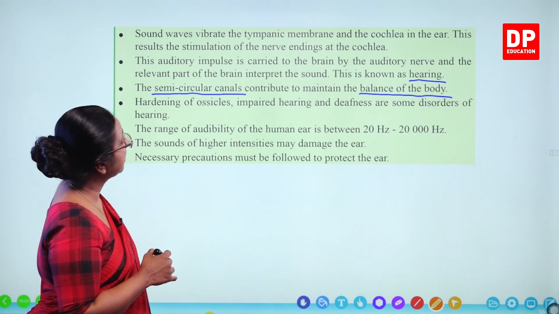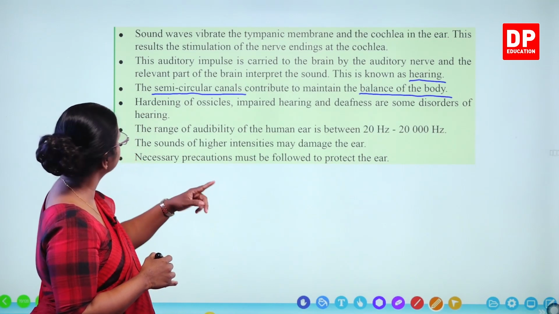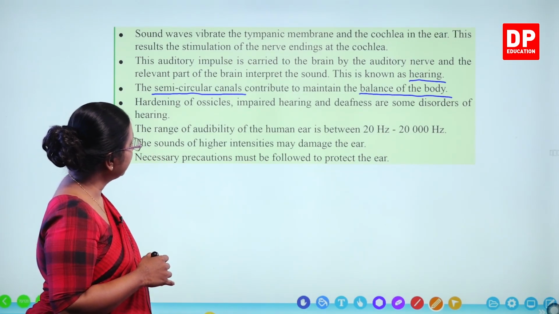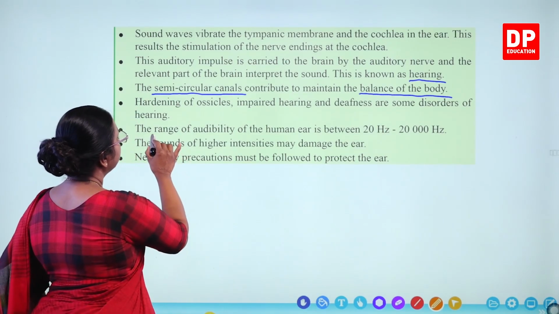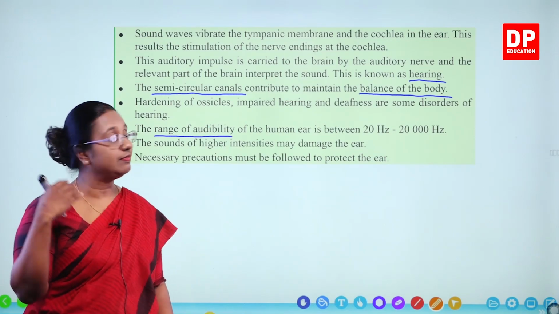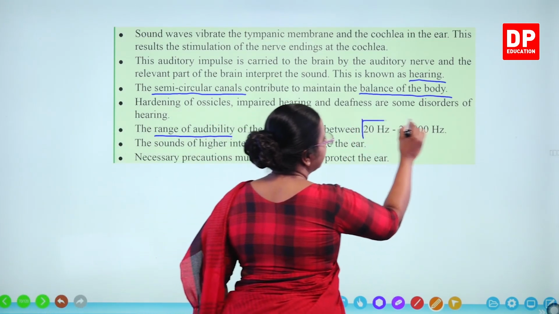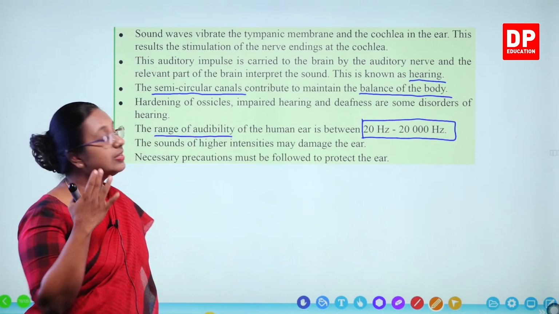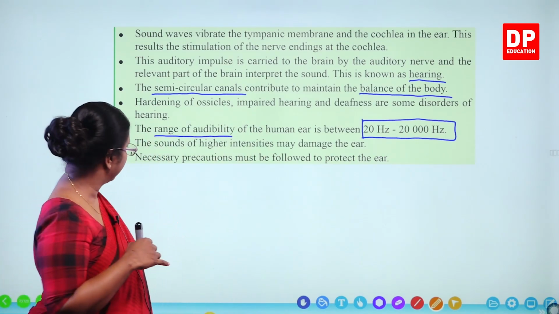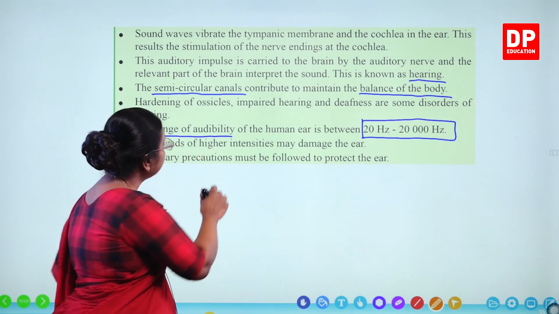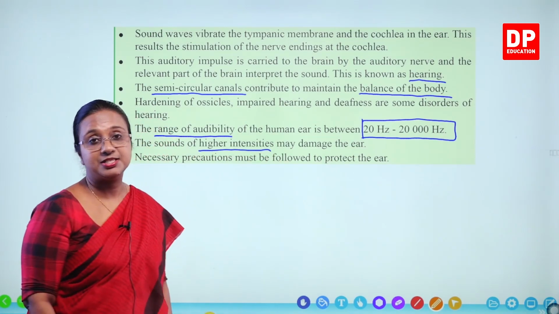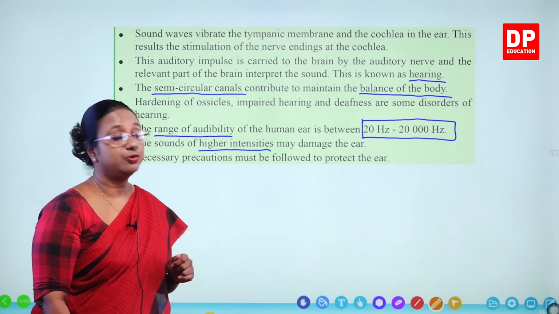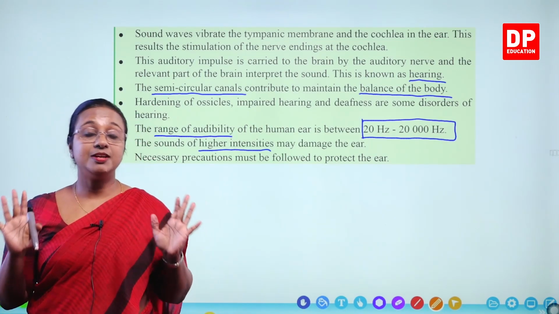Hardening of ossicles, impaired hearing and deafness are some disorders of hearing. Range of audibility of the human ear: the sound that we can hear is between 20 Hz and 20,000 Hz. That is the sound that can be heard by the human ear. Sounds of higher intensities may damage the ear. Necessary precautions must be followed to protect the ear, as we have discussed.